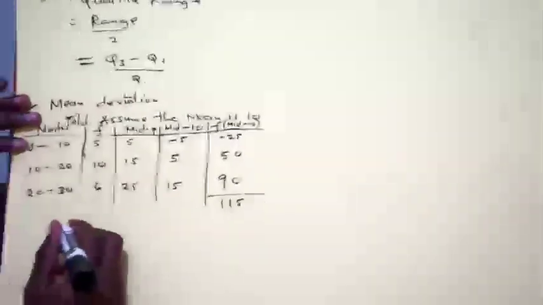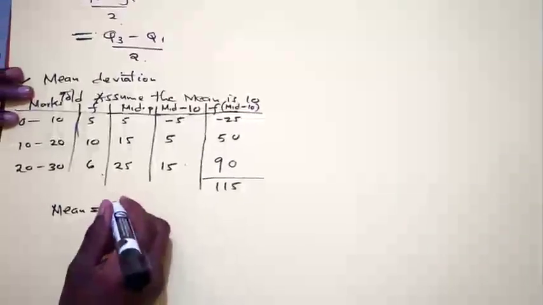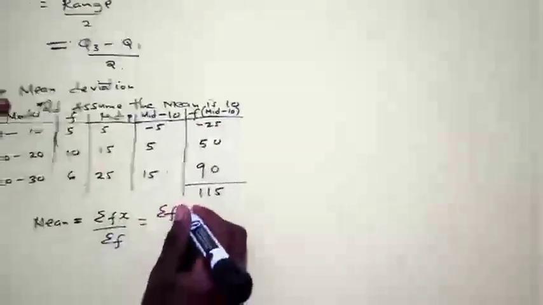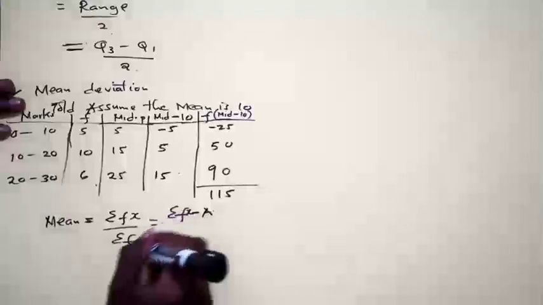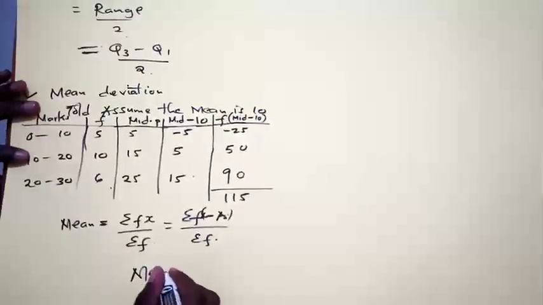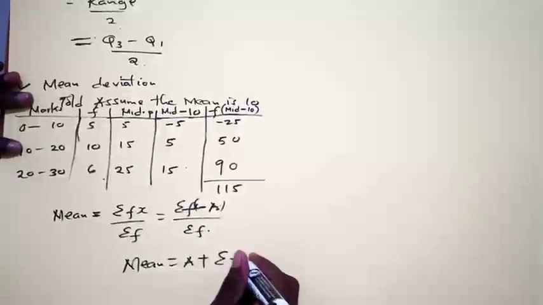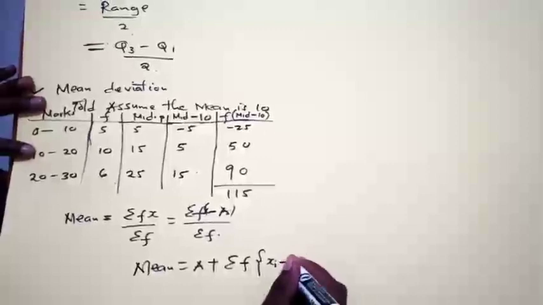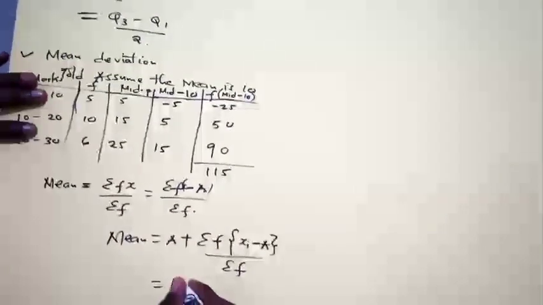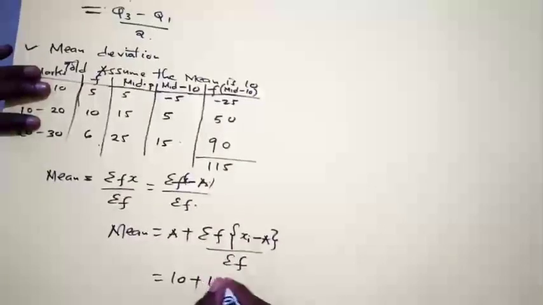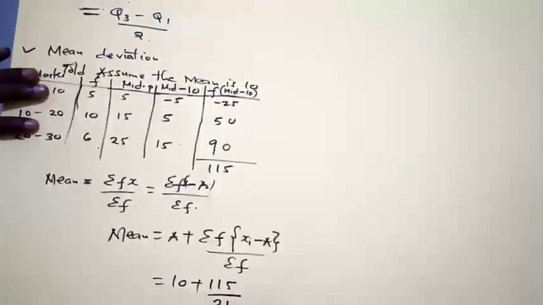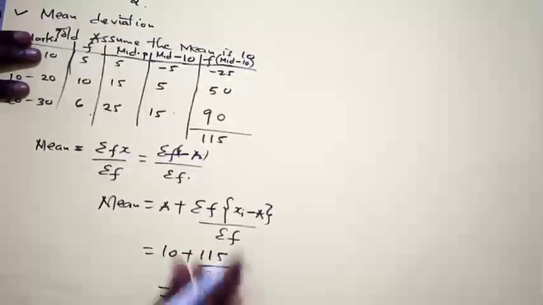So when you are going to find the mean, you remember the arithmetic mean is given by summation of fx divided by summation of f. But in this case, it's going to be summation of f times x minus a, over summation of f. Because we had to subtract a, the mean is going to be a plus summation of f into xi, let us call the midpoint xi, minus a, over summation of f. Don't cross divide that way, you have to use the method. So it is going to be 10 plus 115, divided by 5, 10, and 6, which is 21. Hope you can find the answer. That's how we go about the mean deviation.